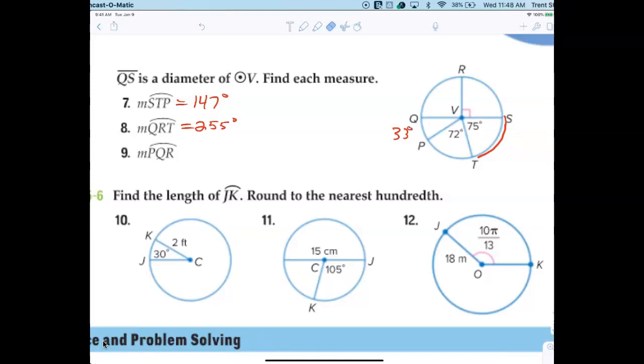Right? Now, how do we get that? Because we know from here to here is 180. So now if we want PQR, it's just 123 degrees. Everybody okay with that? That's pretty easy, right? Any questions? All right, so that is a measure. You measure in degrees.